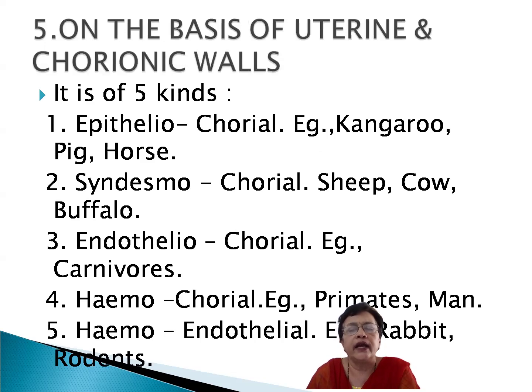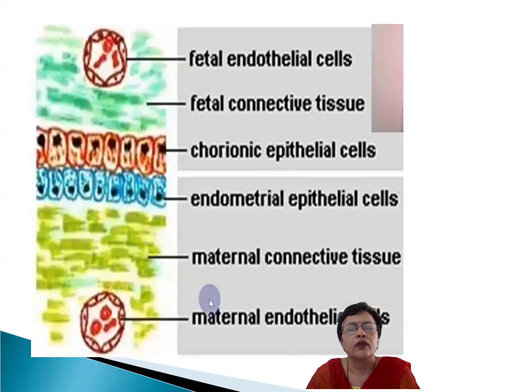On the basis of uterine and chorionic participation, that is the walls of the uterus and the chorion, we can again divide it into its 5 kinds: epitheliochorial placenta, syndesmochorial placenta, endotheliochorial placenta, hemochorial placenta and hemoendothelial placenta. So when all these six layers are present, such kind of placenta is called epitheliochorial placenta. That is, there is presence of chorionic epithelial cells, fetal connective tissue, fetal endothelial cells, and the uterine endometrial epithelial cells, maternal connective tissue, and maternal endothelial cells.